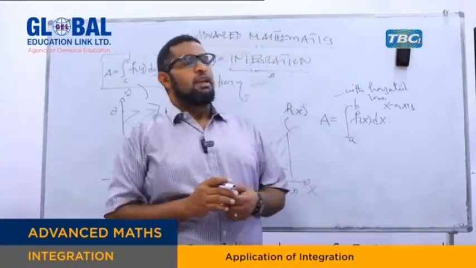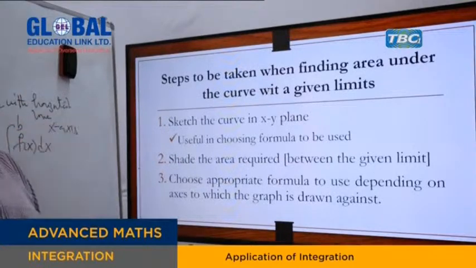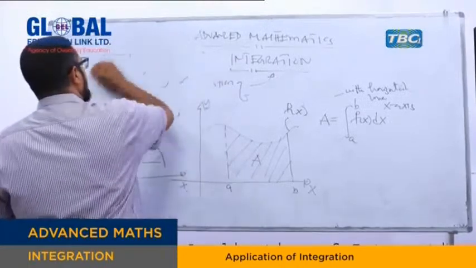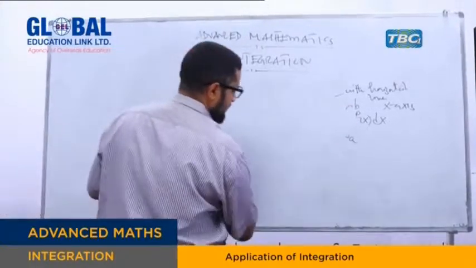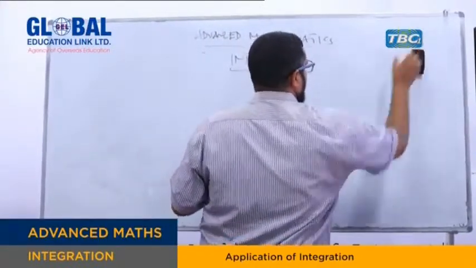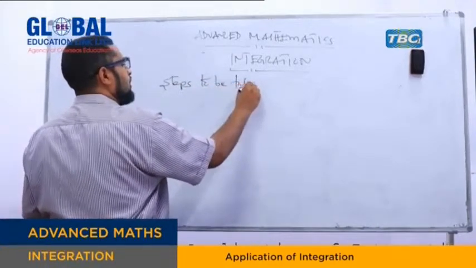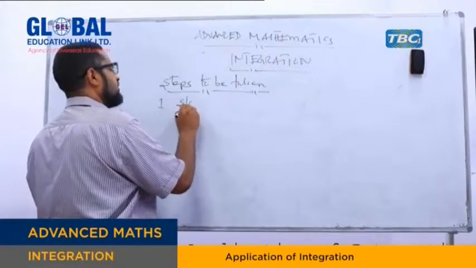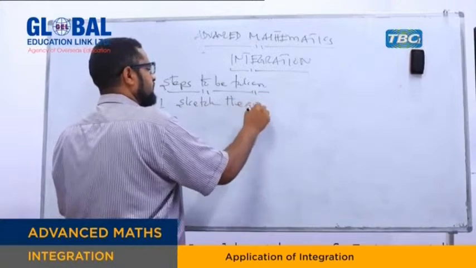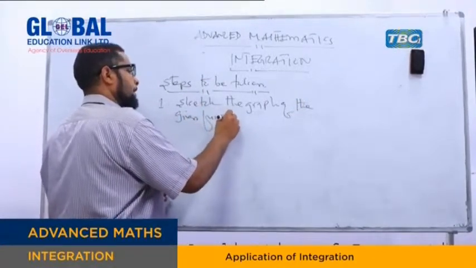Now in that part, let's see what are the key steps that you are supposed to undertake when finding the area under the curve with the given limit or with the given domain of that function. So the following are the steps. And these steps are very important to be seen in your solution. So the steps to be taken when finding area under the curve. Step number one, sketch the graph of the given function.